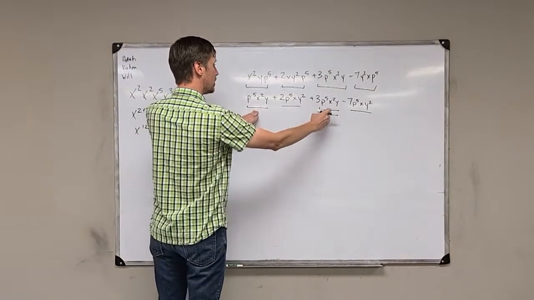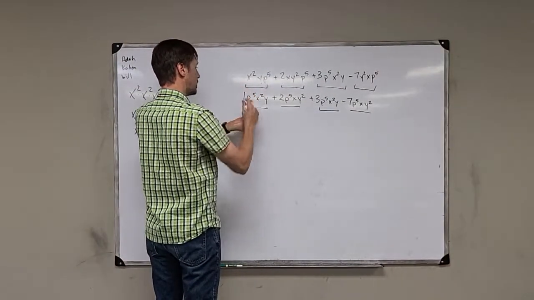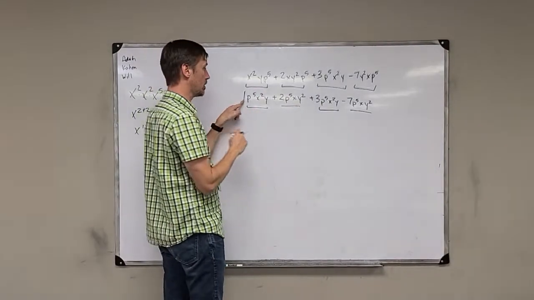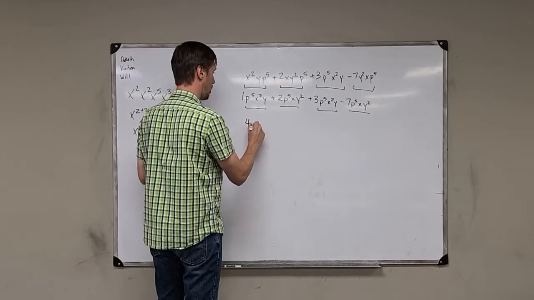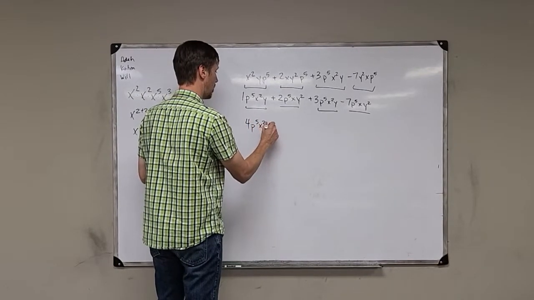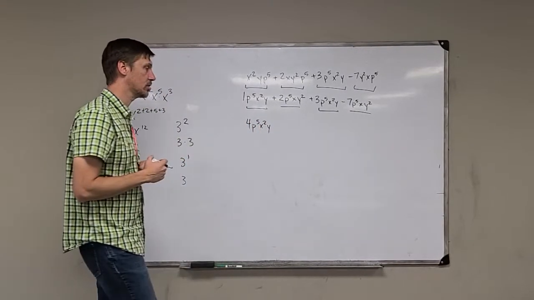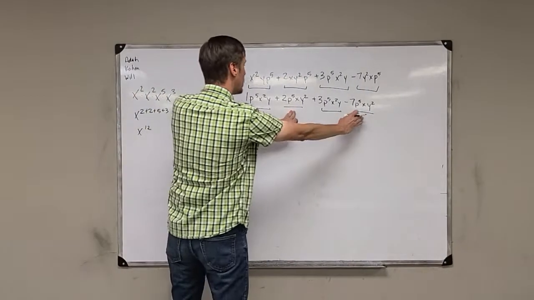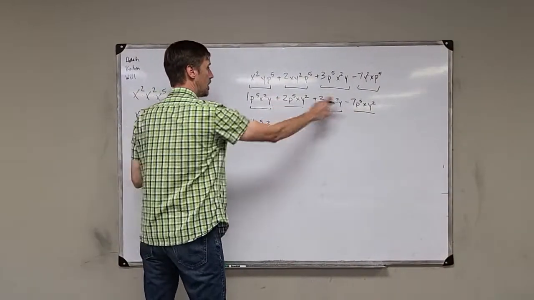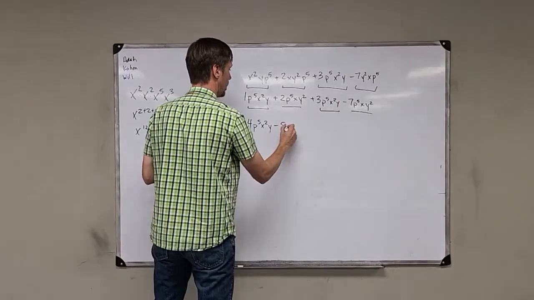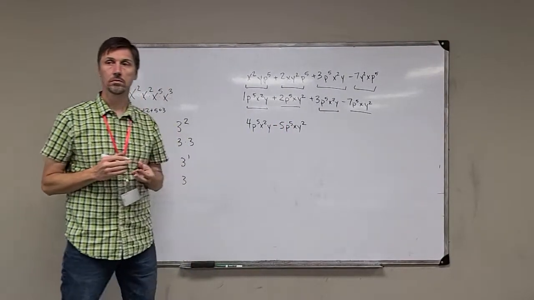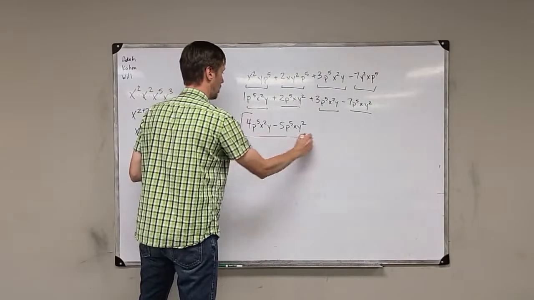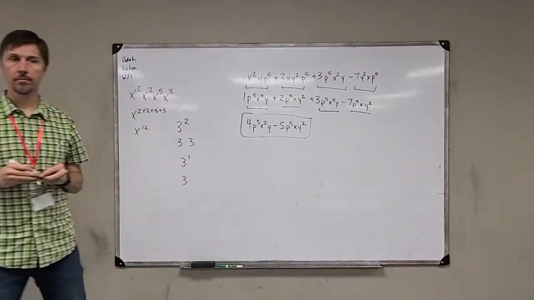So those are the ones that I can combine. I can combine this one and this one. Like Cohen told us, this has an understood 1 in the front, so this is really 1 plus 3. So our final answer for these two is going to be 4p to the fifth x squared y. All we do is add the coefficients. And then here, since this one and this one are like terms, we have 2 minus 7, which is negative 5. And then we just write down the variables. So that would be our final answer for this problem.